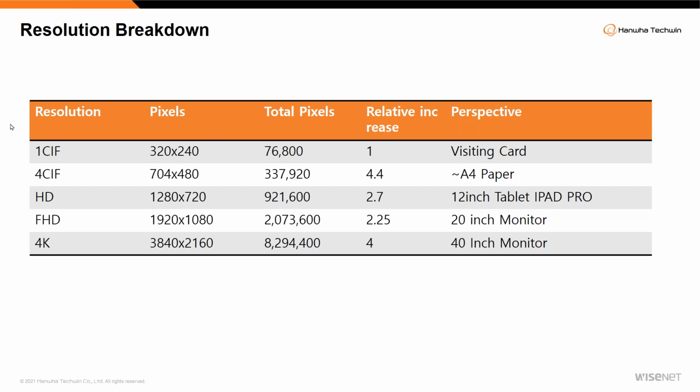Now how do you visualize? 1 CIF is like your visiting card. Let's say a business visiting card, that is the size of a 1 CIF resolution. It is very, very small. 4 CIF, you can say like a mouse pad or something. Your mouse pad size, roughly that is the size of 4 CIF.